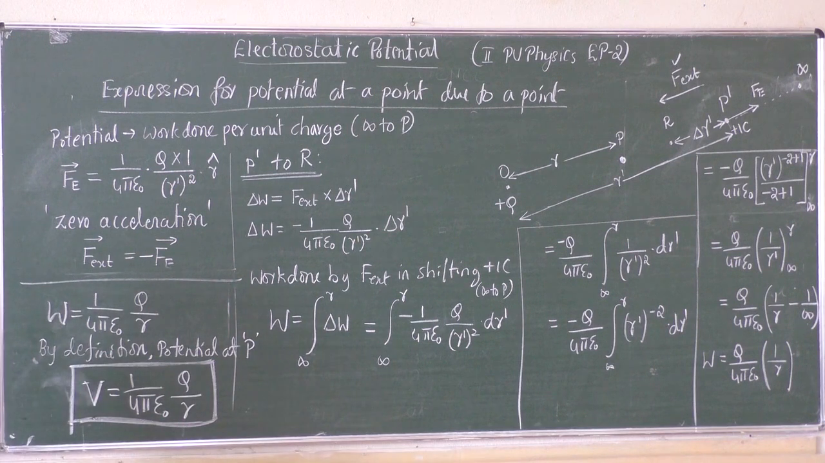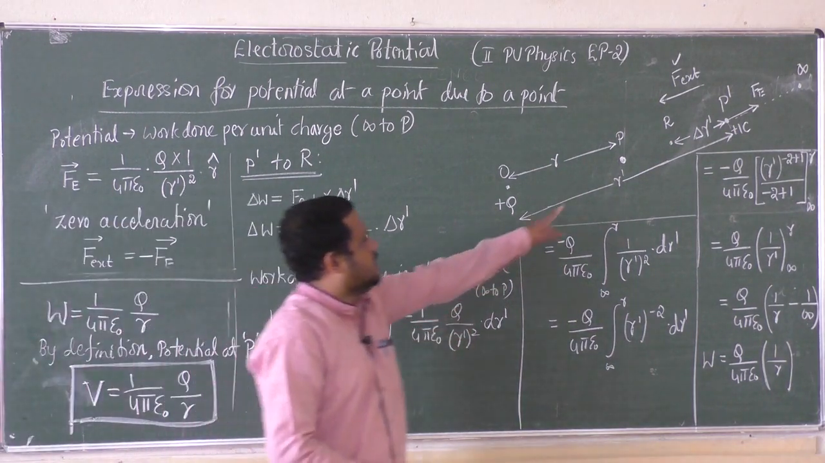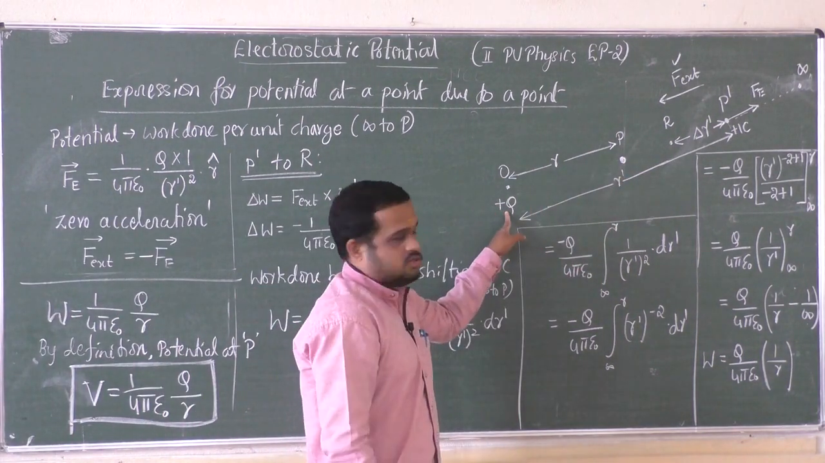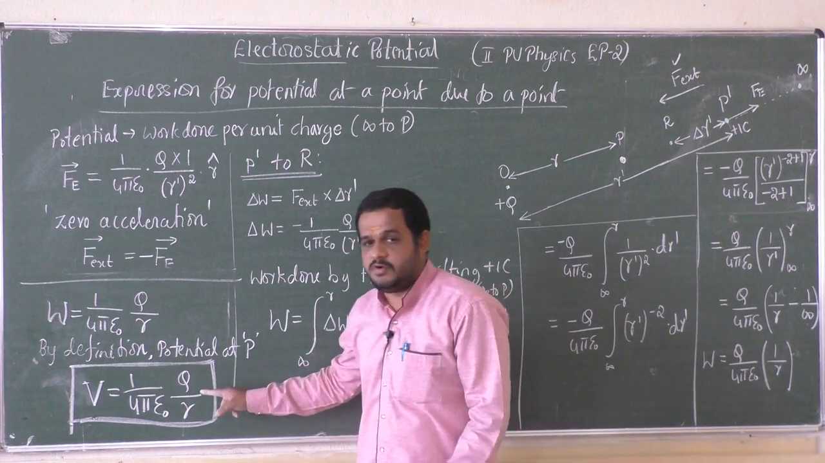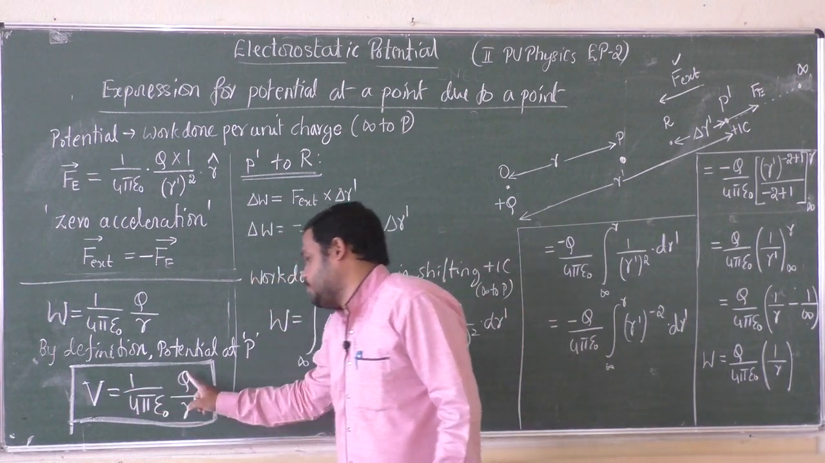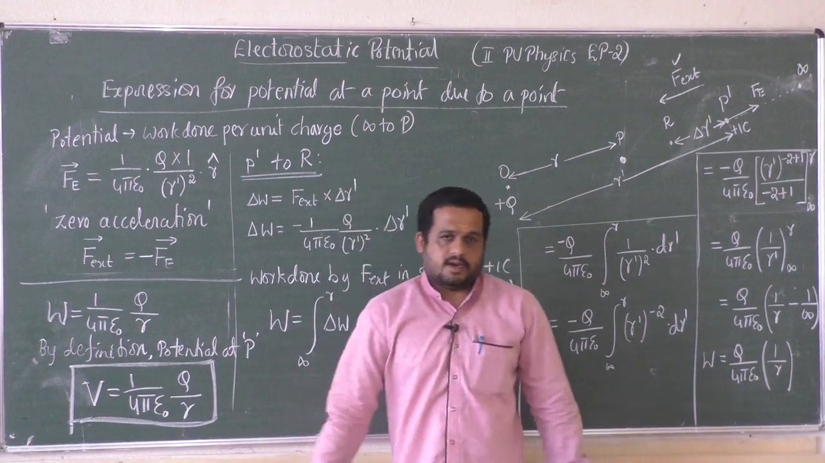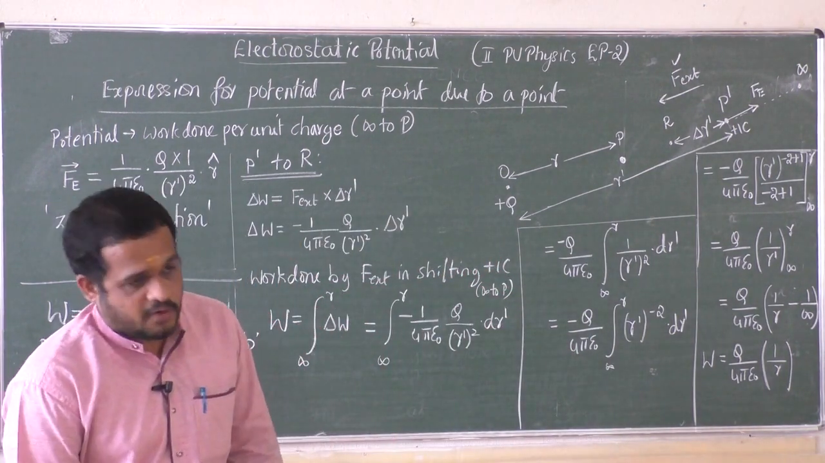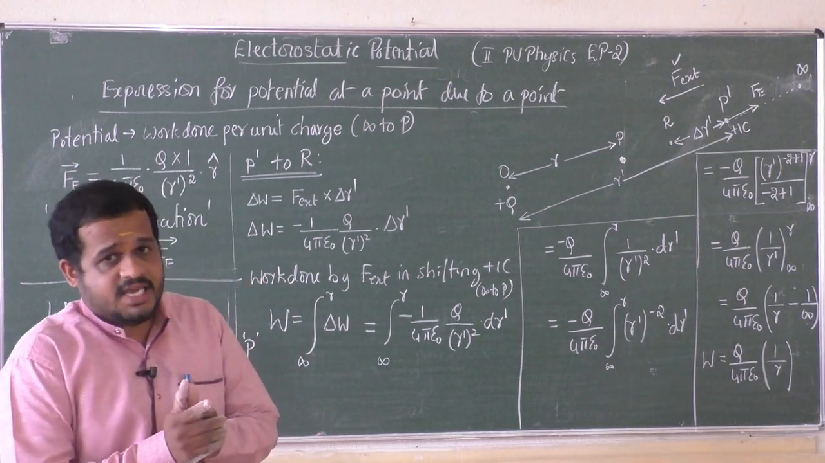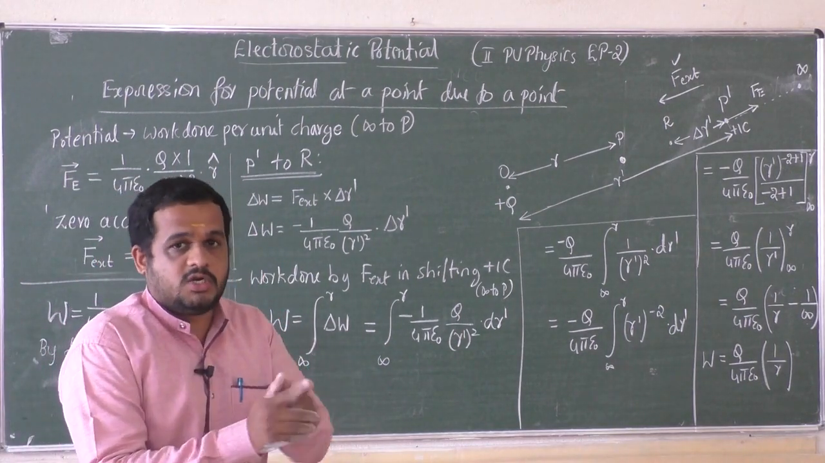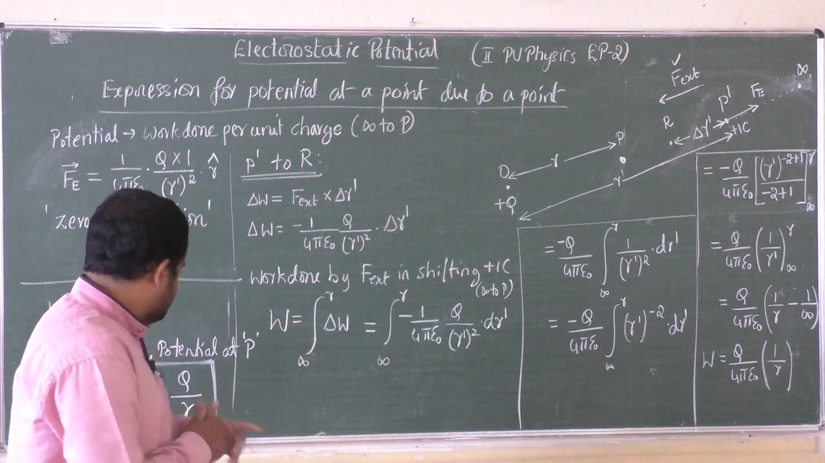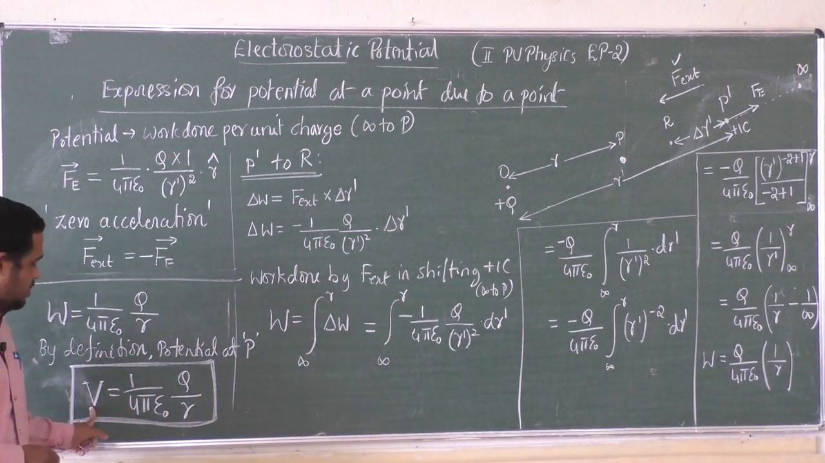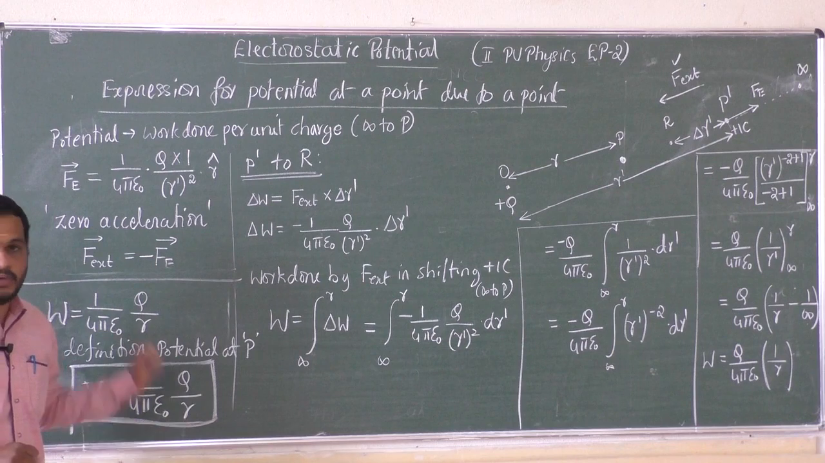Final expression: V is equal to 1 by 4 pi epsilon naught q divided by r. The expression for electric potential at a point P due to source charge q is given by this formula, V is equal to 1 by 4 pi epsilon naught q divided by r. If you consider the expression for electric field, it is inversely proportional to the square of the distance, whereas electric potential at a particular point is inversely proportional to r.